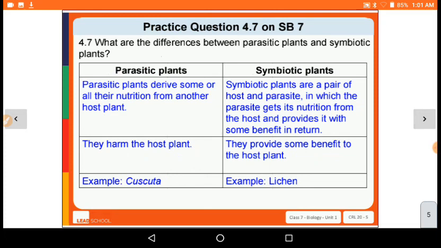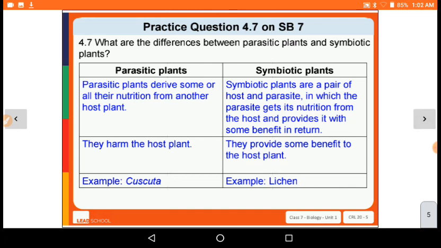Seventh question, what are the differences between parasitic plants and symbiotic plants? Parasitic plants derive some or all nutrition from the host plant, and symbiotic plants are a pair of host and parasite in which the parasite gets the nutrition and then provides some benefit. Parasitic plants harm the host plant, and symbiotic plants provide some benefit to the host plant. For example, cuscuta for parasitic, and for symbiotic, lichen.